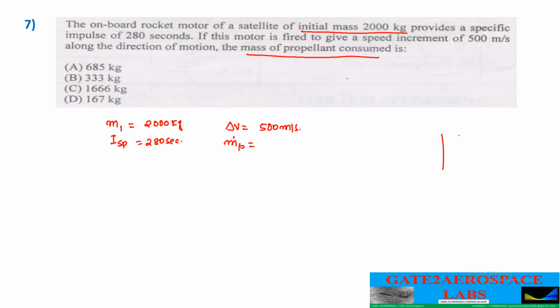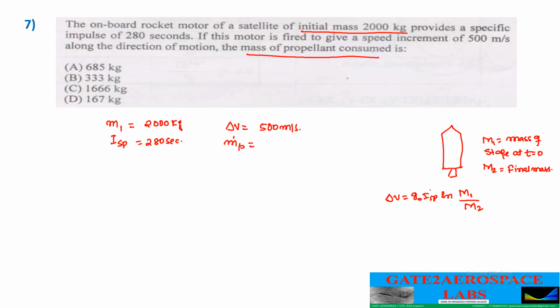You see, when a rocket fires, the velocity increment is given as g naught times ISP times ln of M1 by M2. What is M1? M1 is the mass of the stage at t equals 0, that means before the start of burning. And what is M2? M2 is the final mass. Final mass means, when you burn all the propellant, what is the mass left out? That is the stage mass.